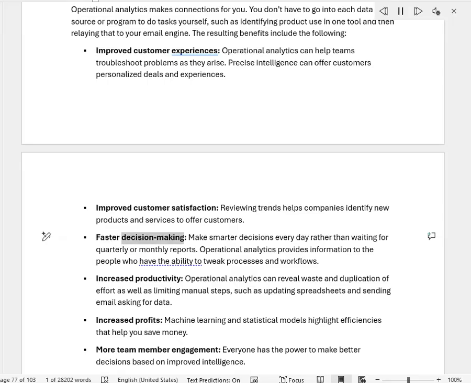Faster decision-making. Make smarter decisions every day rather than waiting for quarterly or monthly reports. Operational analytics provides information to the people who have the ability to tweak processes and workflows. Increased productivity. Operational analytics can reveal waste and duplication of effort as well as limiting manual steps, such as updating spreadsheets and sending email asking for data. Increased profits. Machine learning and statistical models highlight efficiencies that help you save money. More team member engagement. Everyone has the power to make better decisions based on improved intelligence.